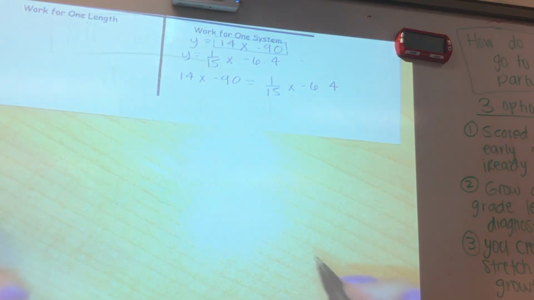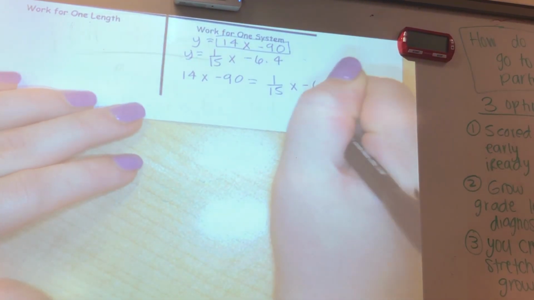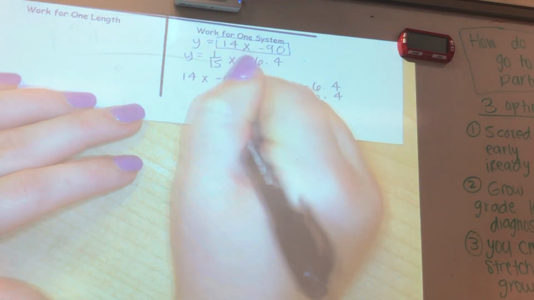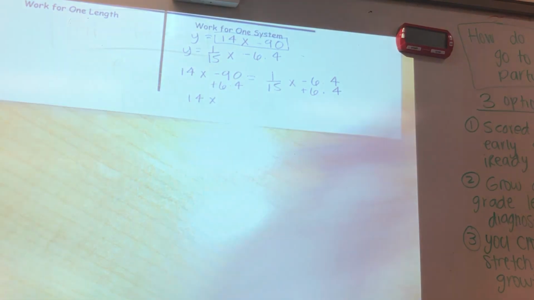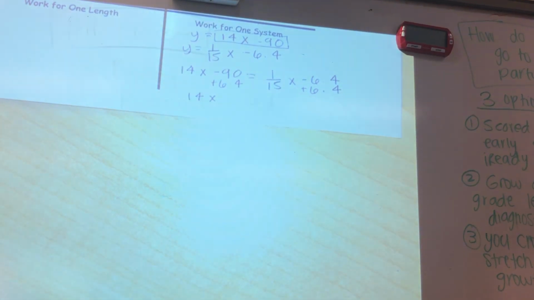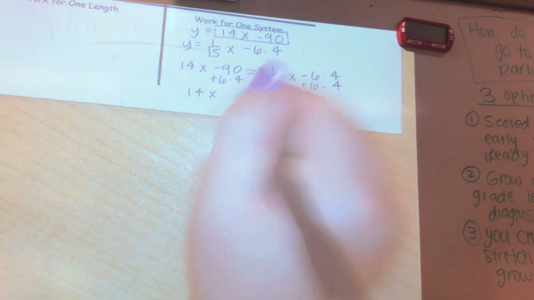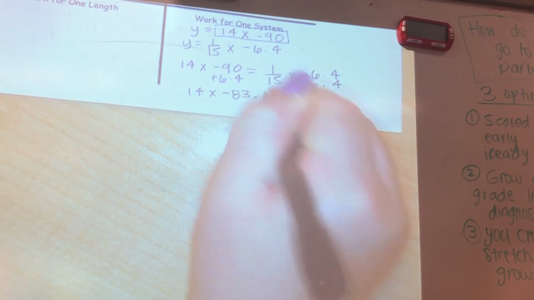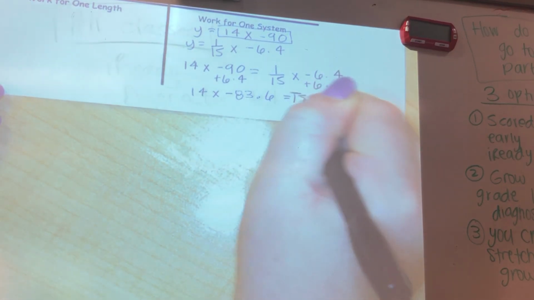Now I'm going to get my x's on the same side. I'm going to go ahead and move this negative 6.4. So I get 14x, and my calculator, negative 90 plus 6.4 is negative 83.6. Oh, I messed up. There we go.